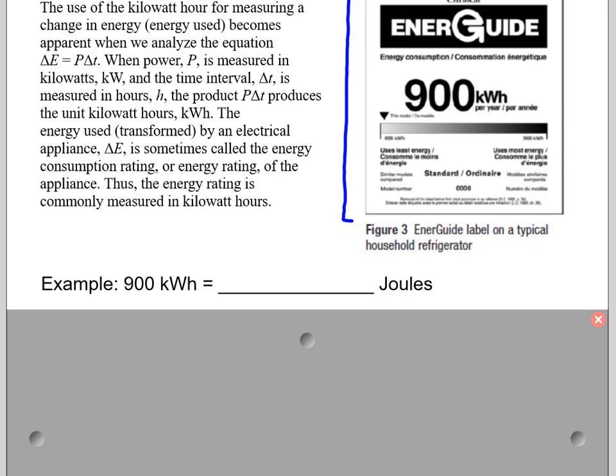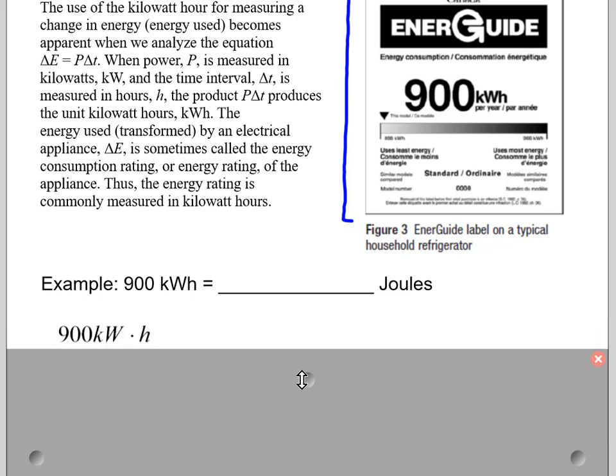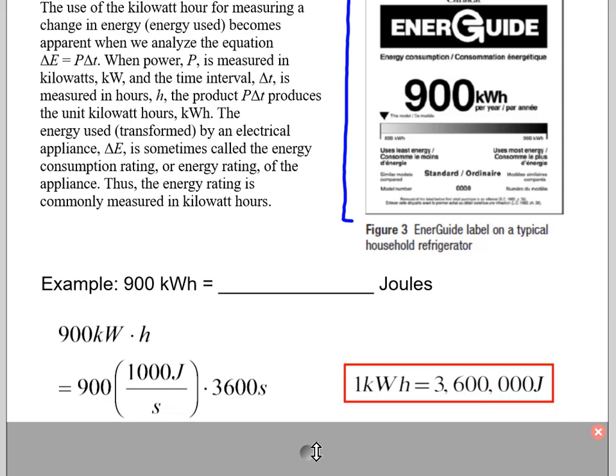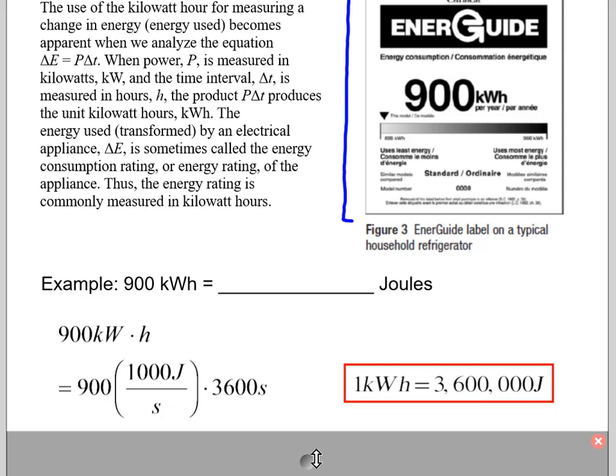So I have an example here, 900 kilowatt hours. I'm going to turn it into joules, using all of the strategies we've used in previous conversions. So I have 900 kilowatt hours. A kilowatt is the same as 1,000 joules a second, and an hour, I'm going to turn that into 3,600 seconds.